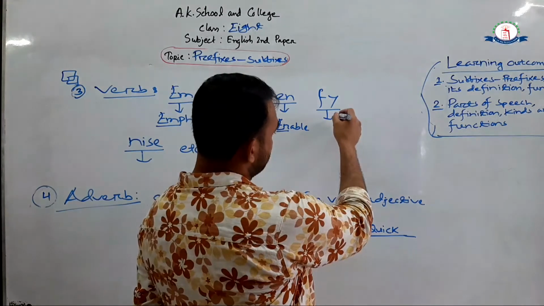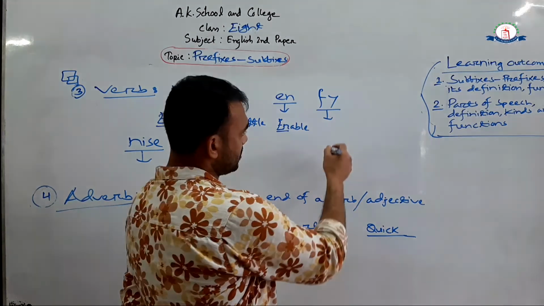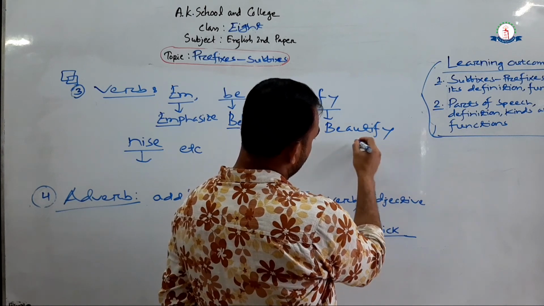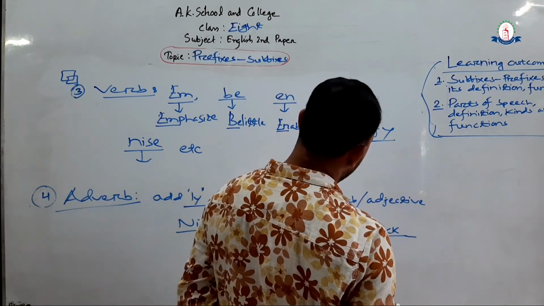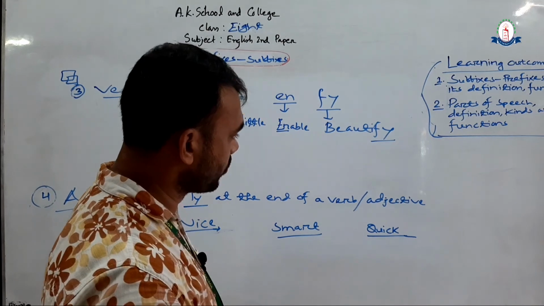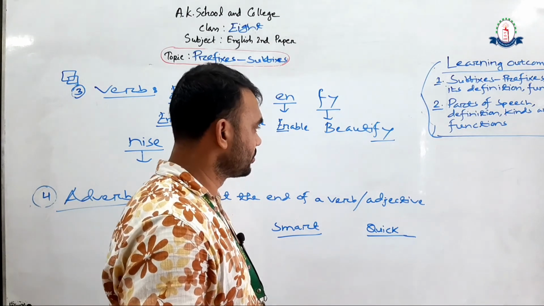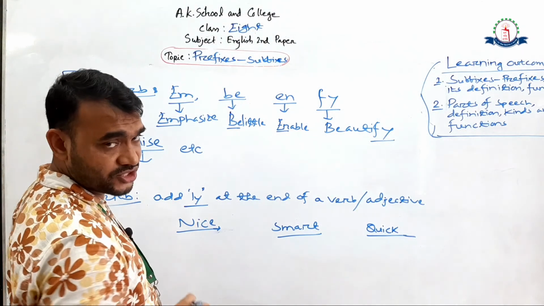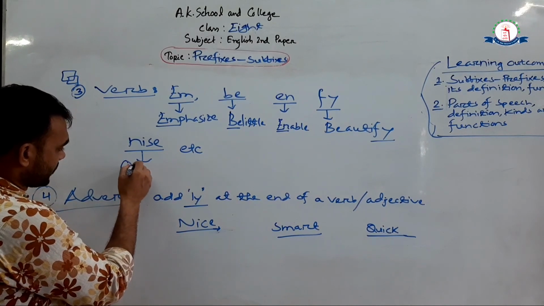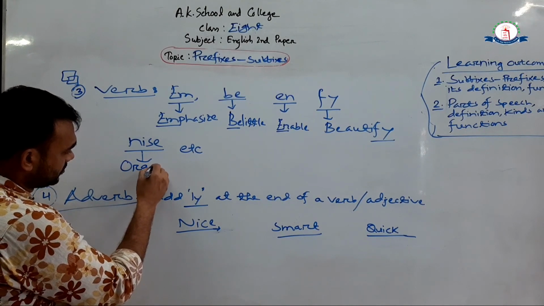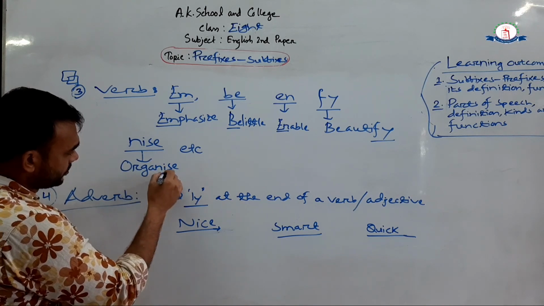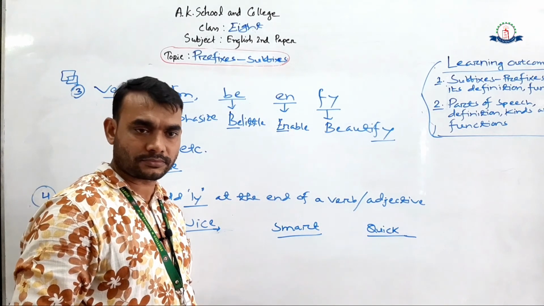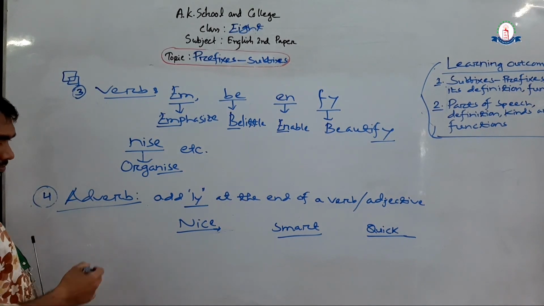Here fy is two letters, and I will take an example to make it a verb. Beauty is the word, and fy has been added at the end of this word and makes it a verb. So the verb is beautify. Here I have written ise, I-S-E. I will make it a verb. So here organize. So here ise has made the word a verb. Okay, are you clear? Okay, here the fourth one is adverb.